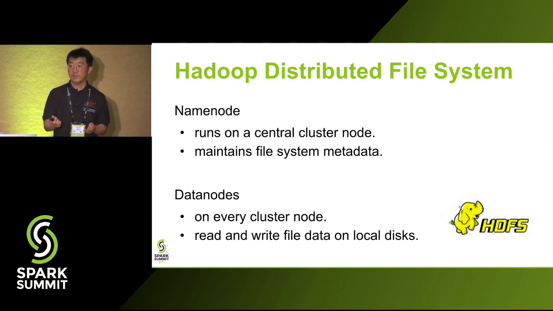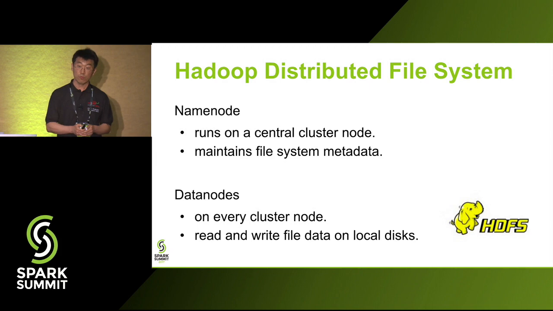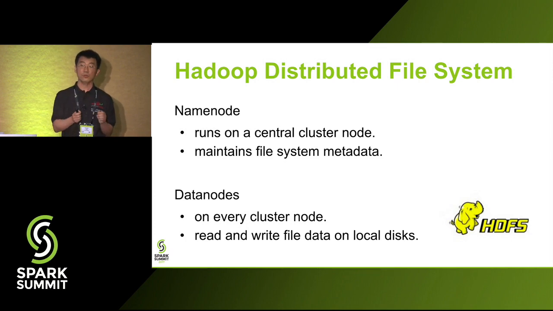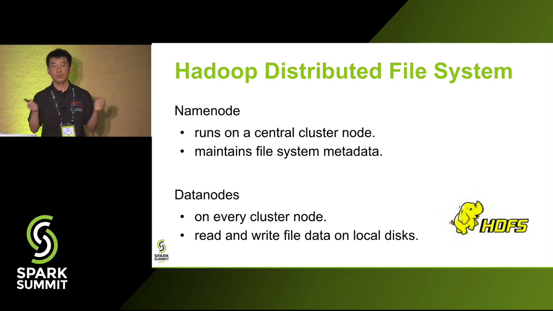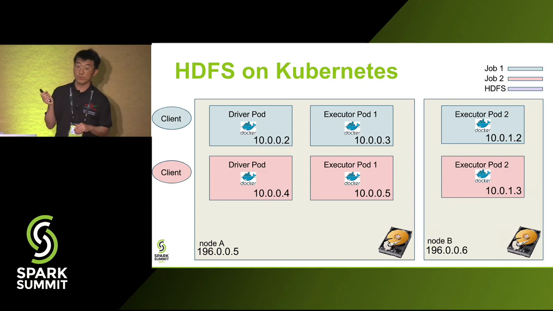So HDFS has two types of daemon programs. The name node daemon runs on a central cluster node and maintains the file system metadata, like which directories have which files and where are those file data, right? And the data node daemons run on every cluster node and store the file data on local disks. So to stand up HDFS on Kubernetes, we need to run those daemons. Here's how we did it.